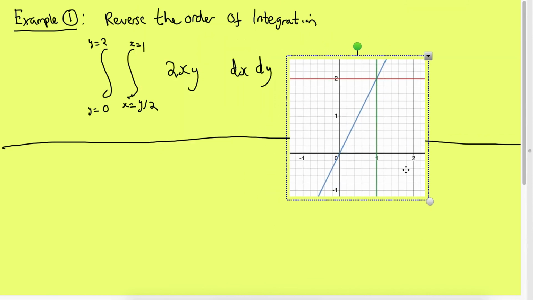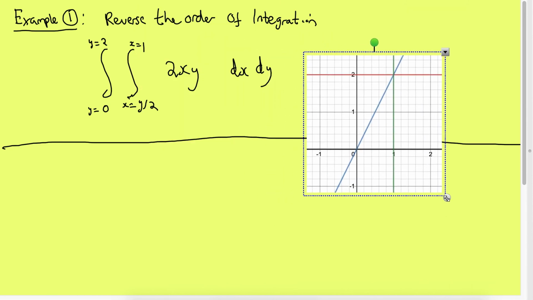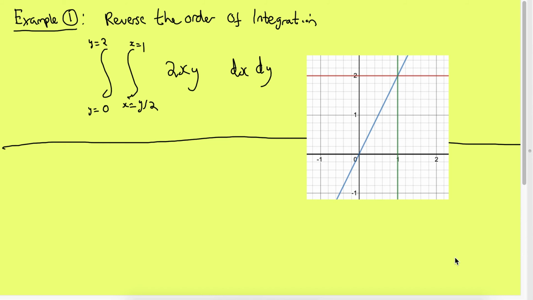Okay, so first thing, this is our region here. Right, now let's just label our region. So this here is x equals 1. This is y equals 2. This is y equals 0. And then our line, our blue line here, was x equals y over 2.